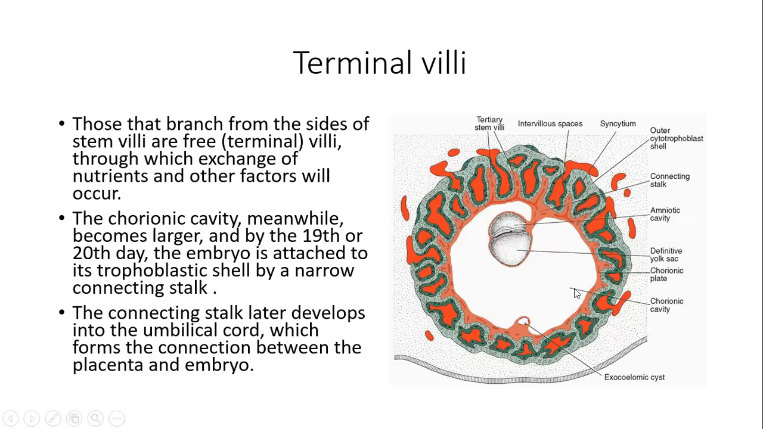The chorionic cavity in the meanwhile has become larger, and by the 19th or 20th day, the embryo is attached to the trophoblastic shell by a narrow connecting stalk. The connecting stalk later develops into the umbilical cord, which forms the connection between the placenta and the future embryo.